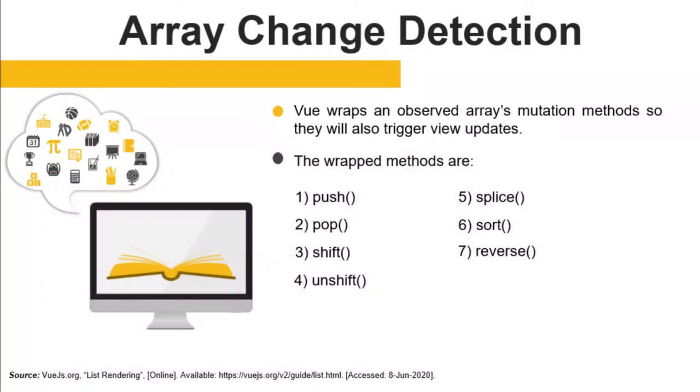Array change detection. Vue wraps observed arrays' mutation methods so they will also trigger Vue updates. The wrapped methods are push, pop, shift, unshift, splice, sort, and reverse. As you noticed, these are just the JavaScript array methods. So in this lesson, we will not discuss each and every method. Have a review of the JavaScript array methods for you to be able to use these in Vue.js.